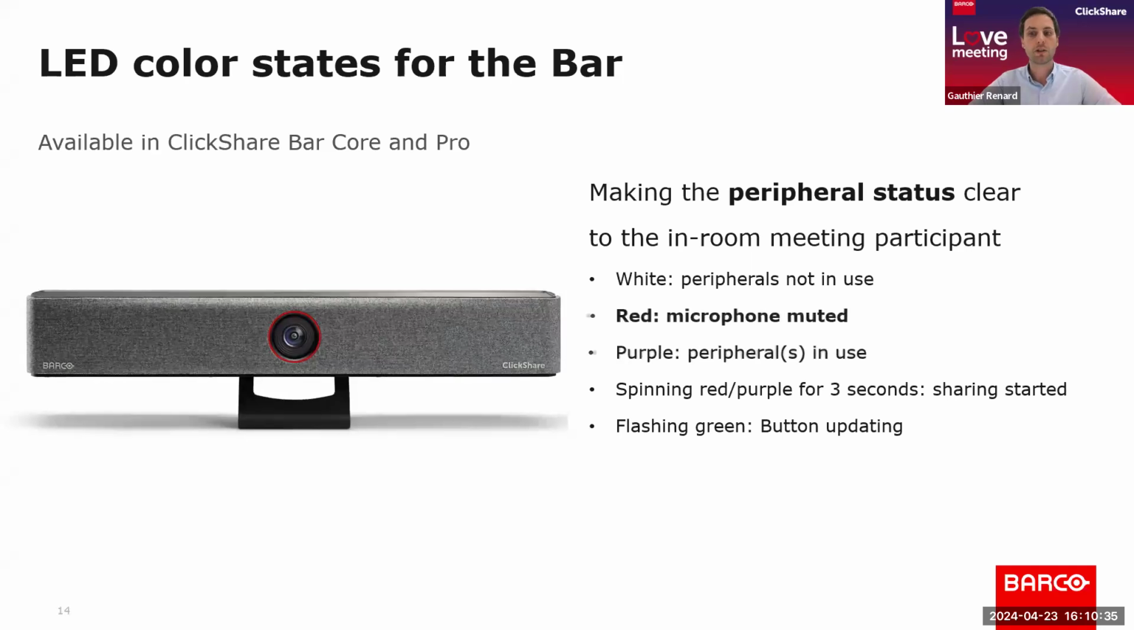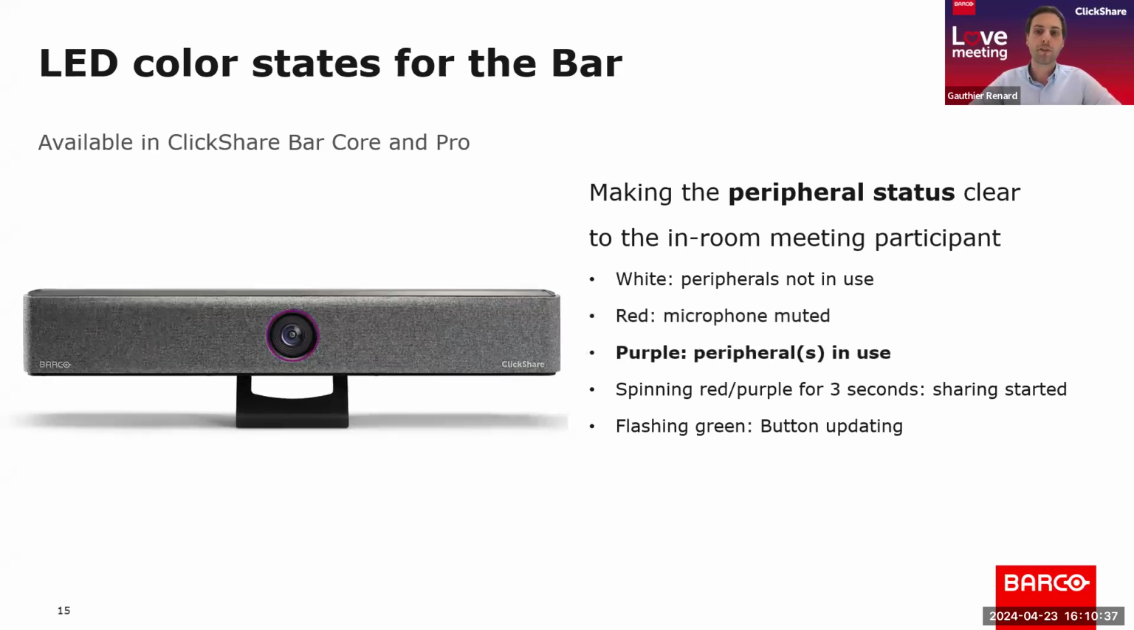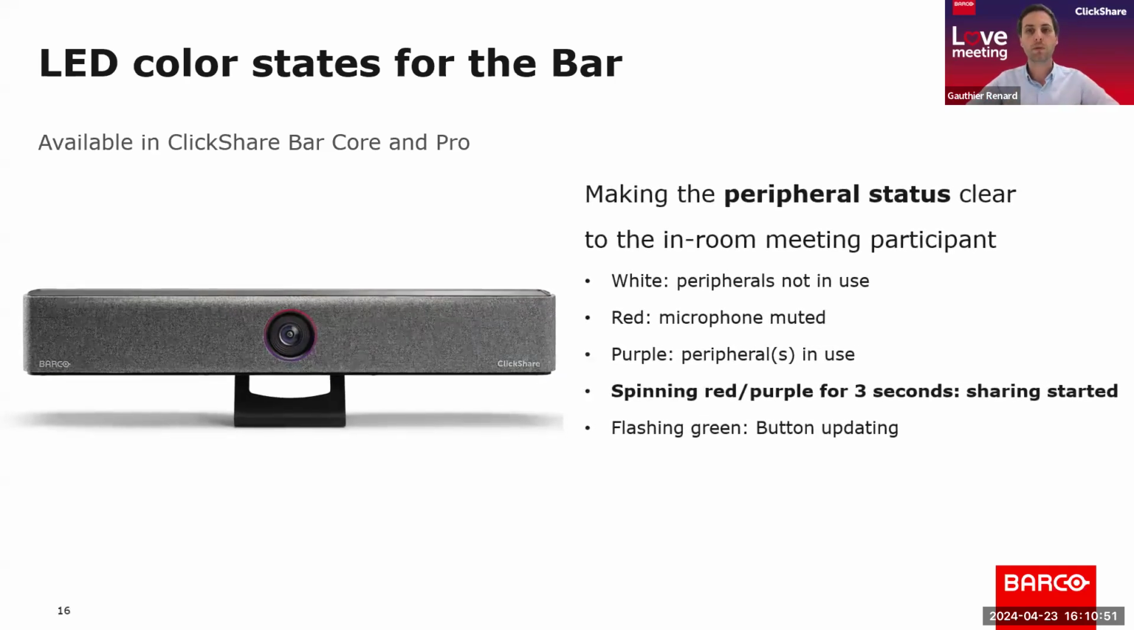When the LED ring turns purple, it means that either one of the peripherals is being used. So that's either the camera, the microphone, or the speakers. So whenever the bar is in use, the LED will turn purple. To show end users that something is happening and to give them confidence when pressing the ClickShare button, when you start sharing, the LED will be spinning purple and red to indicate that something is going on and that some changes are to be expected.